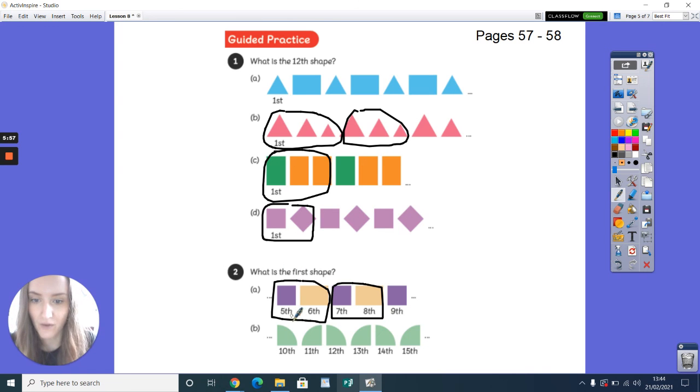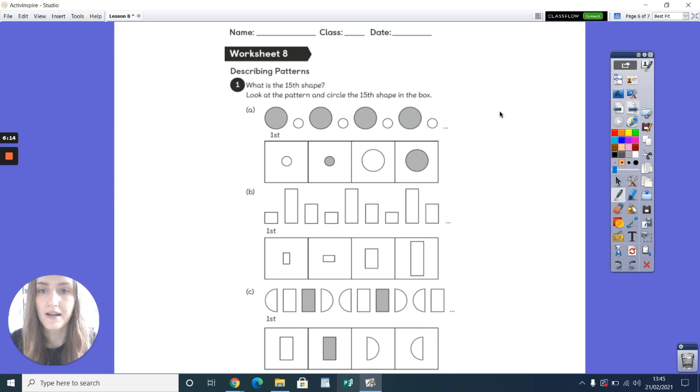And same with this one. This is a pattern of 2. Okay? So looking at the odd numbers, which will be the shape that's first in the pattern? When you've done that, your page numbers are 57 and 58. You need to write the short date at the top, and you need to tell me in each of these which is the 15th shape in the pattern. And you've got to circle the 15th shape.